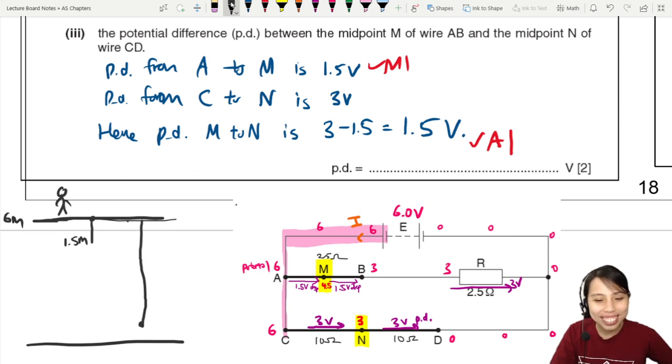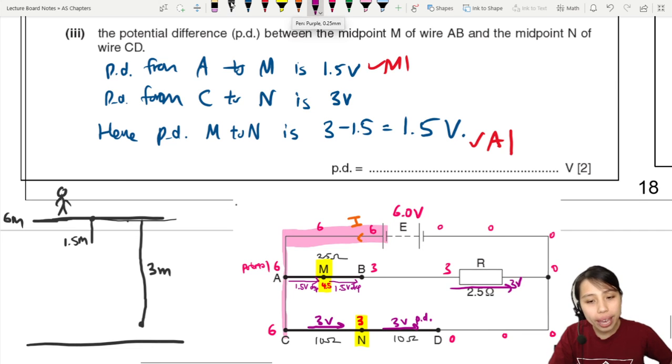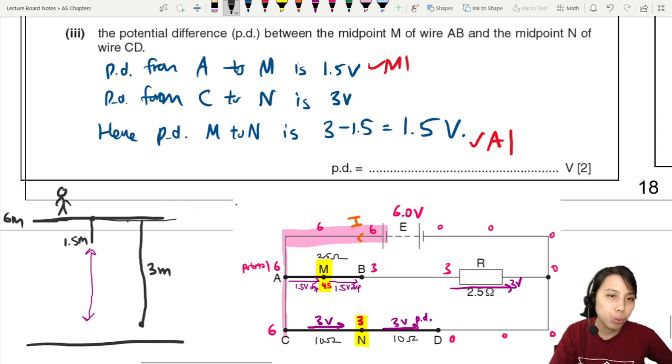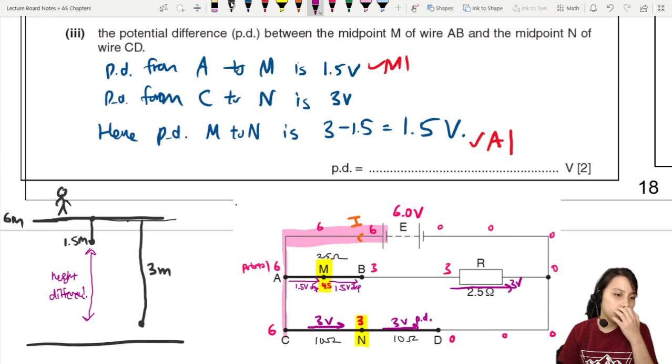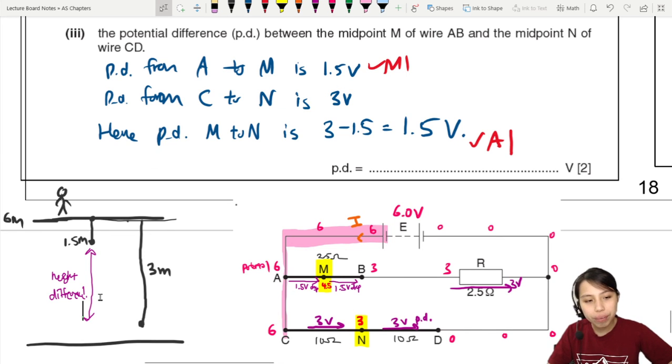This one is 3 meters. Then I ask you, okay, what is the height difference between the two coconuts? If I tie a coconut up there and I tie a coconut down there, what is the height difference? What would you do? You just take 3 minus 1.5. Oh. That's the same idea as what we're doing here, except that we're doing potential.